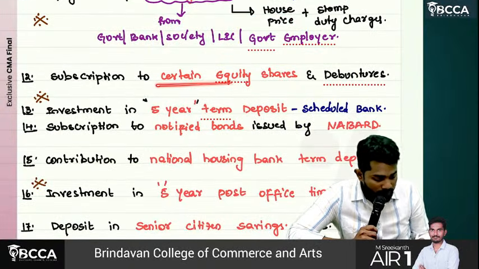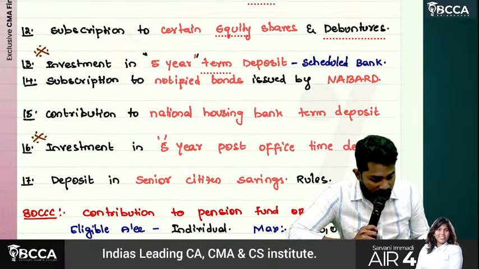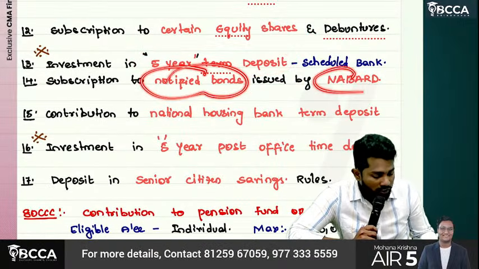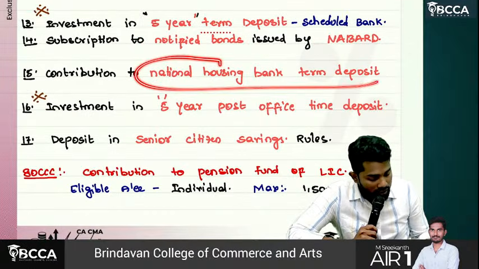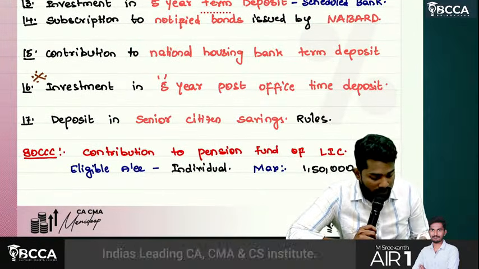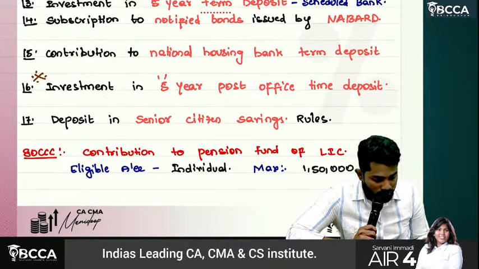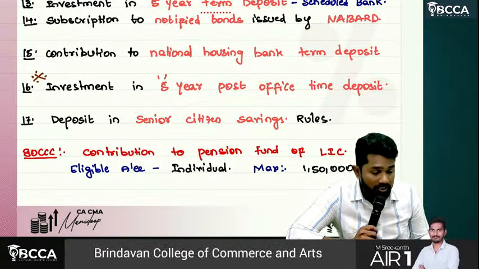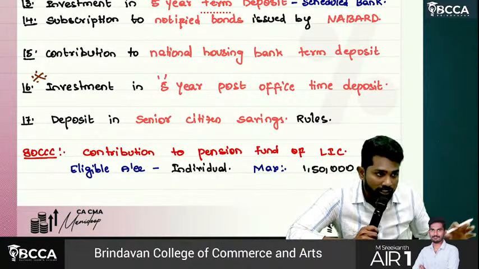Then subscription to certain equity shares and debentures, investment in 5-year term deposits, subscription to notified bonds of NABARD, contribution to National Housing Bank term deposits, investment in 5-year post office time deposit, and then even deposit in Senior Citizen Savings Scheme. All these are eligible for 80C.